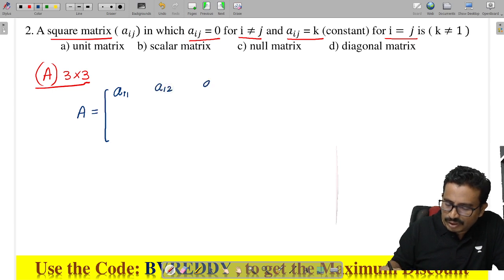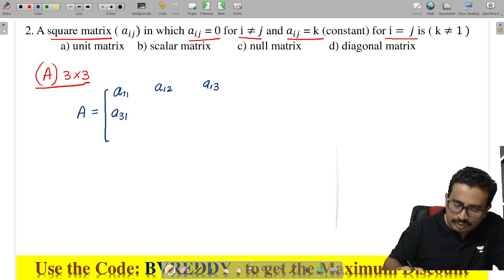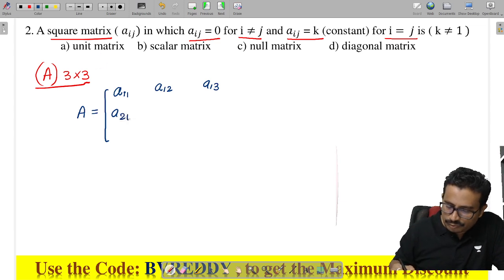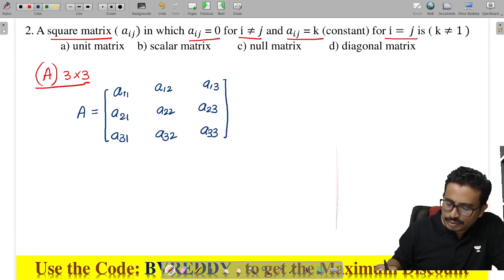A12, A13, right? A21, A22, A23, A31, A32, A33. This is the 3 cross 3 matrix.